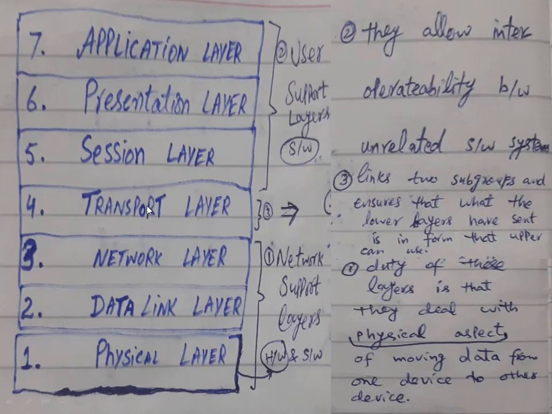And this transport layer, that is the third subgroup, deals with links between the 2 subgroups and ensures that what the lower layers have sent is in the form that upper layers can use. So this transport layer links the 2 subgroups, and it ensures that what the lower layers have sent is in the form that upper layers can use.